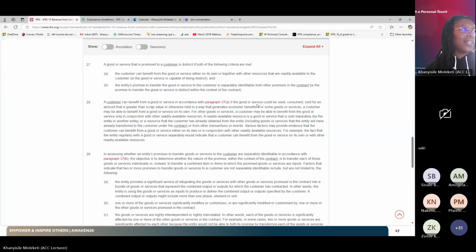27A is further explained here. So how this works is 27 speaks to both customer perspective and entity perspective. A is customer, B is entity. Then 28 builds up on what is meant by 27A, and 29 builds up on what is meant by 27B. Does that help? Yes, it does. Thank you.